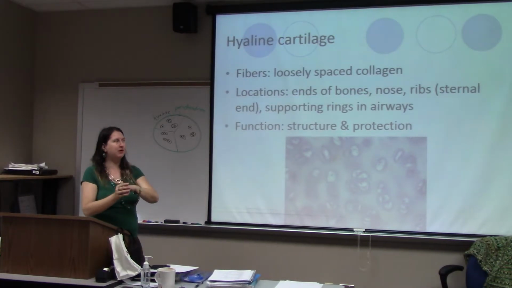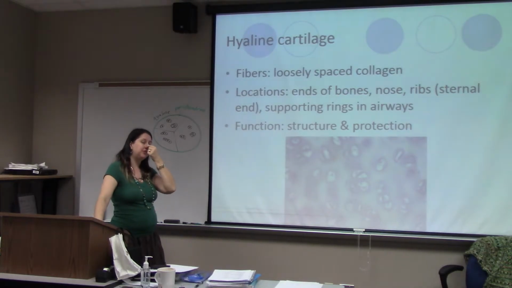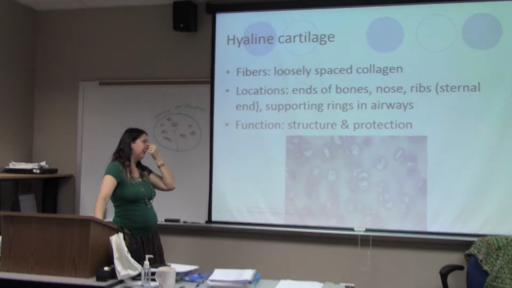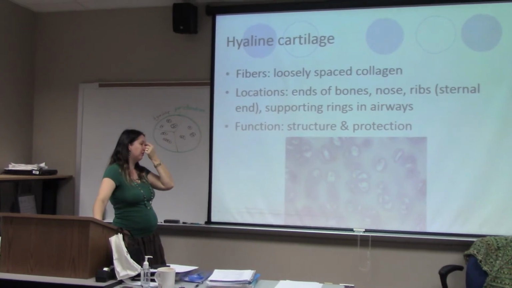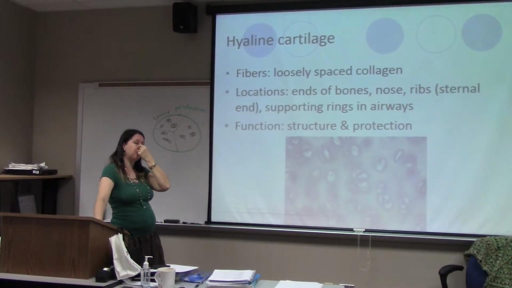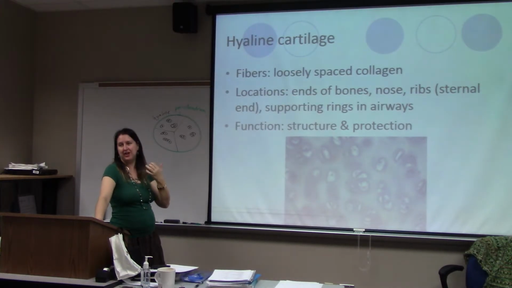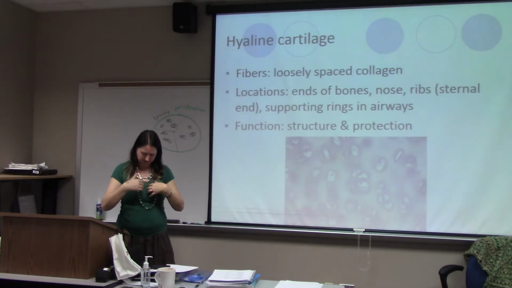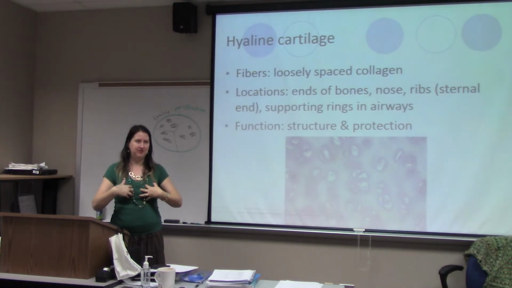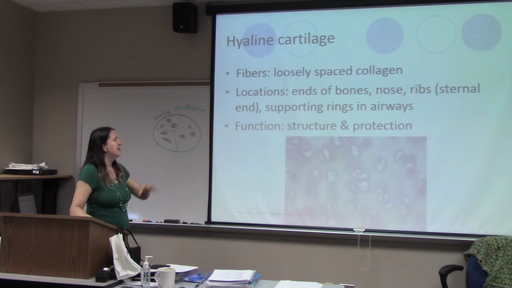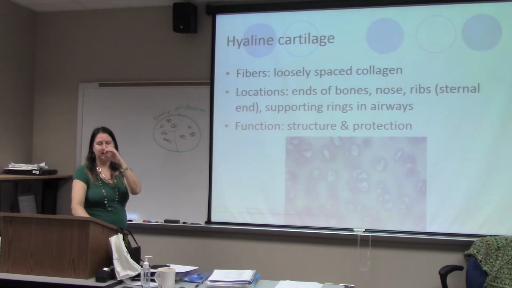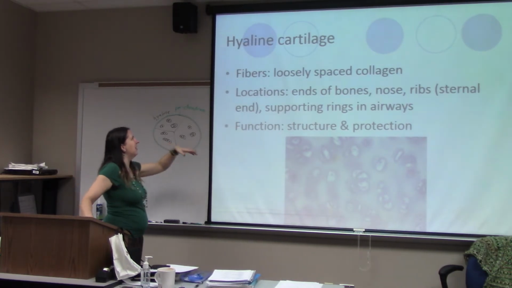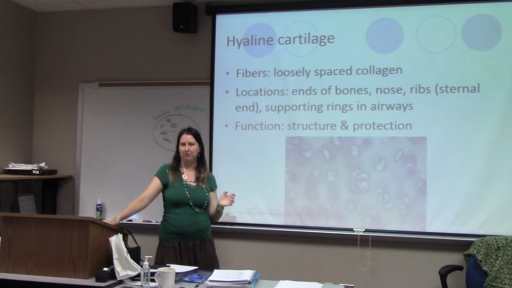It's on the ends of all the bones. It forms most of your nose. So you can feel up at the top there's a small part of your nose that's bone. And then there comes a point where you can start to wiggle it, and that's where it switches over to hyaline cartilage. The sternal or breastbone end of your ribs has hyaline cartilage, and it forms supporting rings in your airways to keep them from collapsing when there's less air. So hyaline cartilage is for structure and protection.